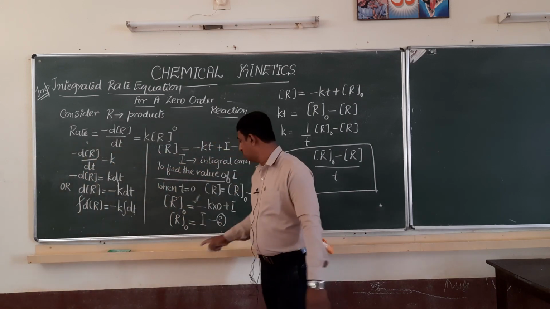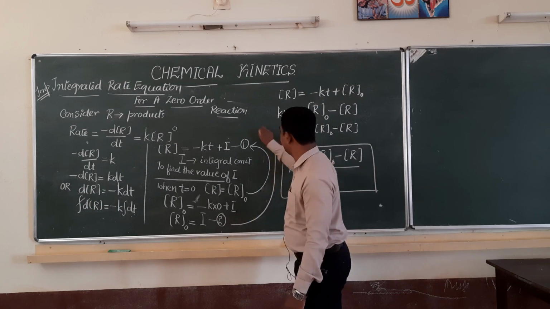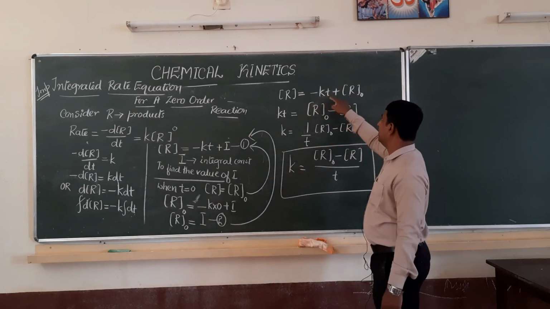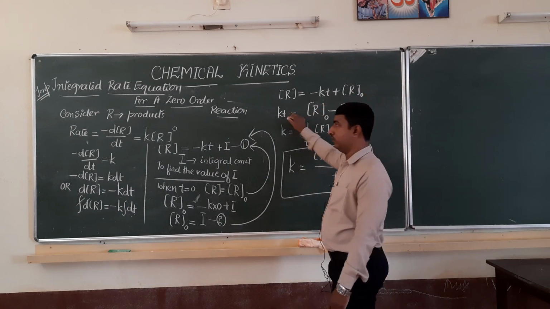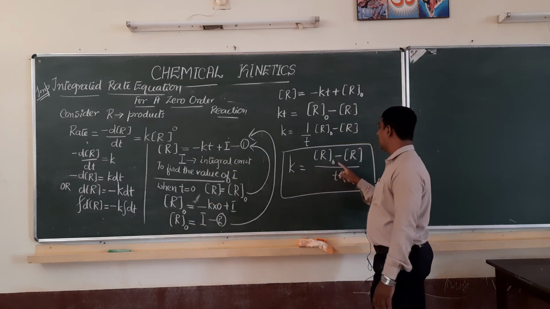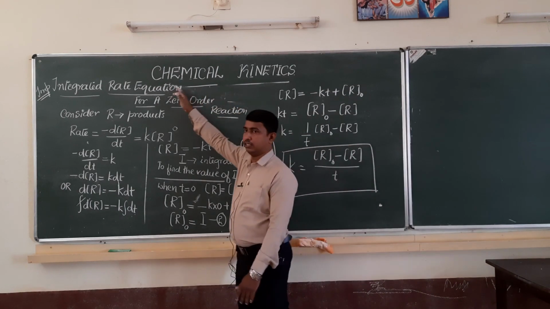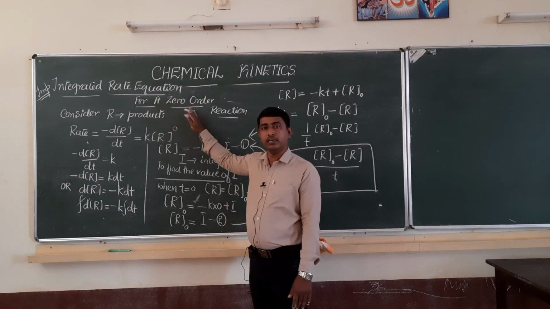Again substitute the value of I in equation 1. So R is equal to minus kt plus R0, or kt is equal to R0 minus R, or k is equal to R0 minus R by t. So this is the integrated rate equation for a zero order reaction.